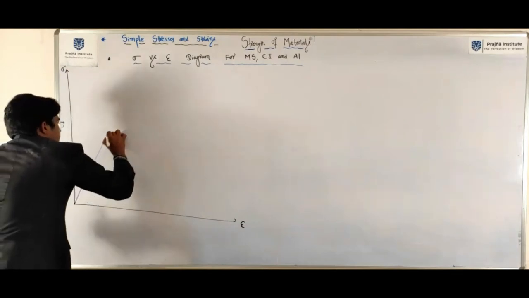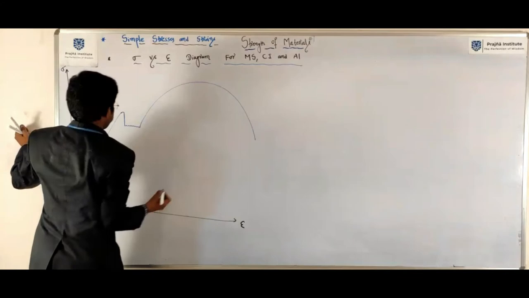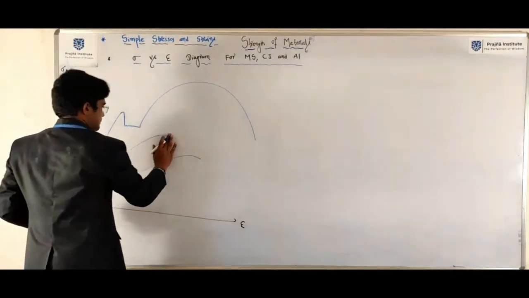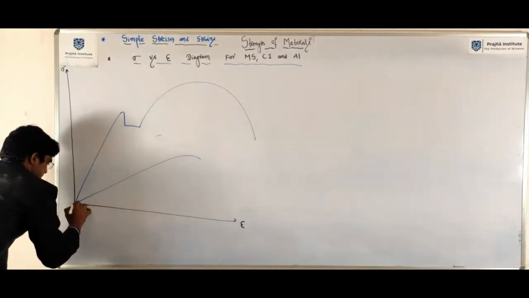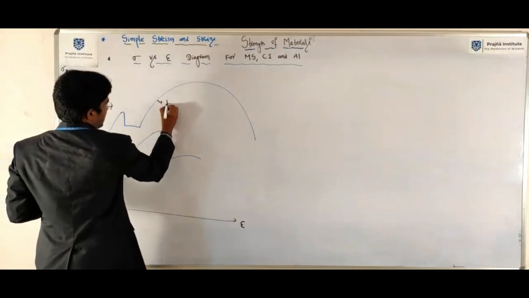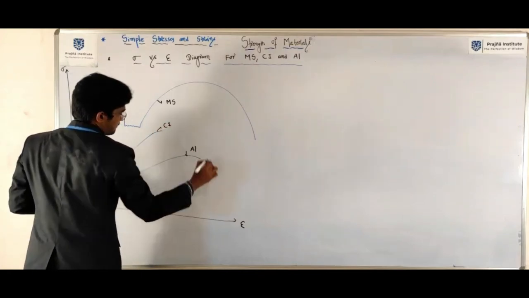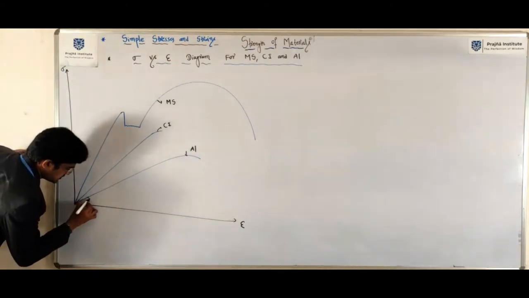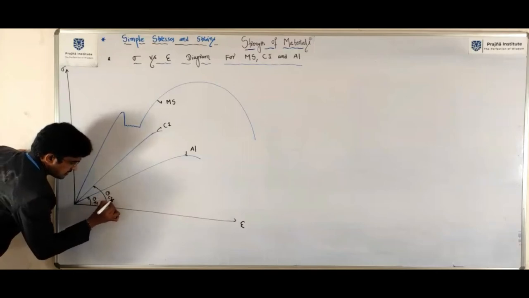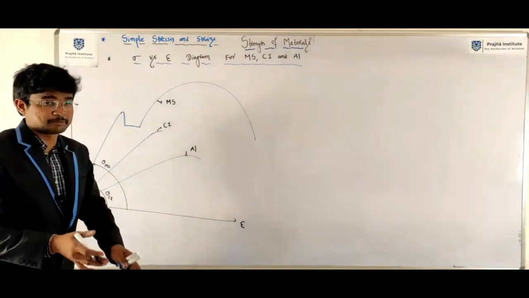First, focus on this. So this is mild steel. This particular thing is cast iron, and this is aluminium. Here theta for aluminium, theta for cast iron, theta for mild steel. These are the graphs, all experimentally obtained graphs.